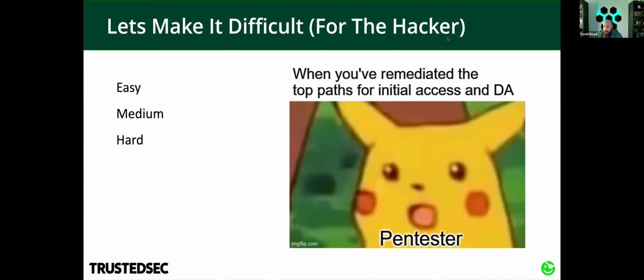Honey creds are another good thing to implement. Our very own Ben Malk actually wrote a tool that injects fake credentials into your network that Responder will pick up. And then you can be alerted that something like Responder is running on your network.